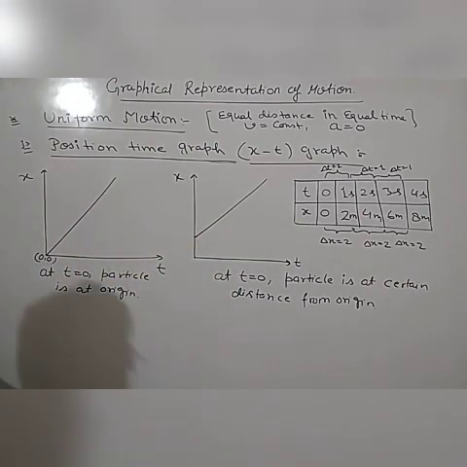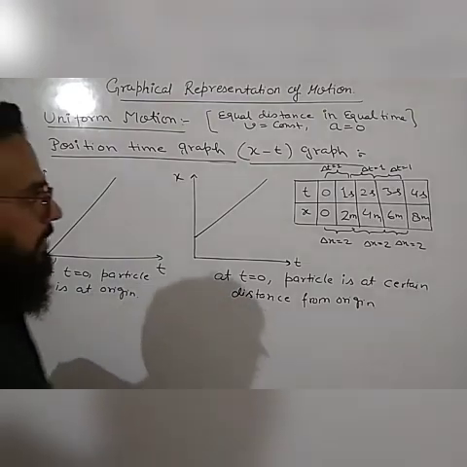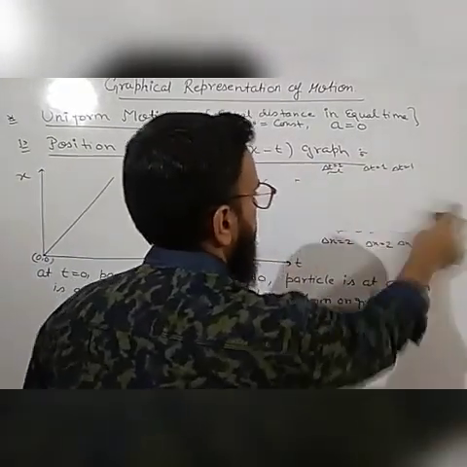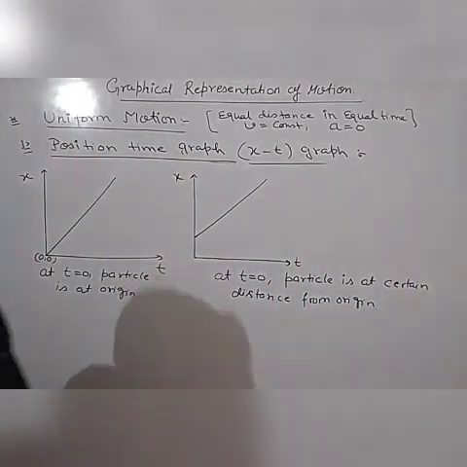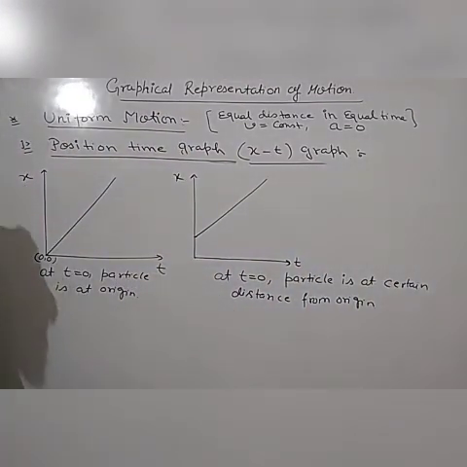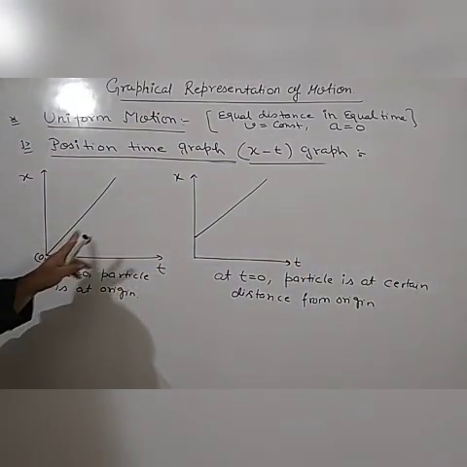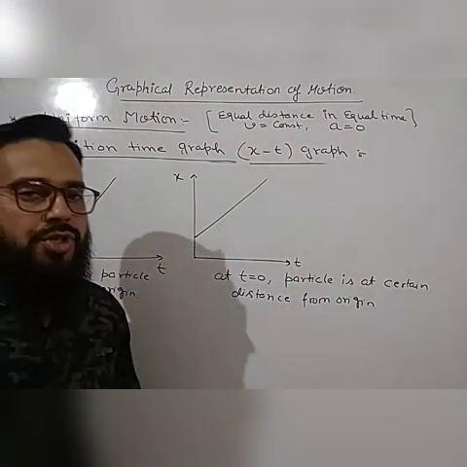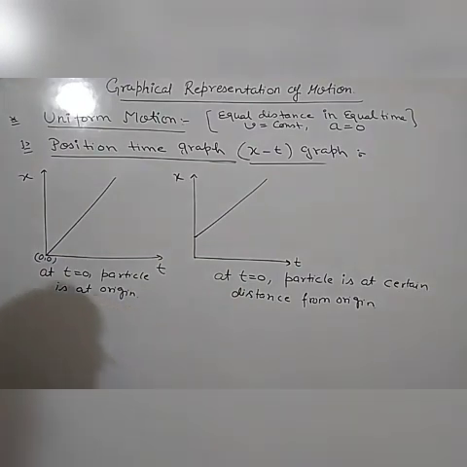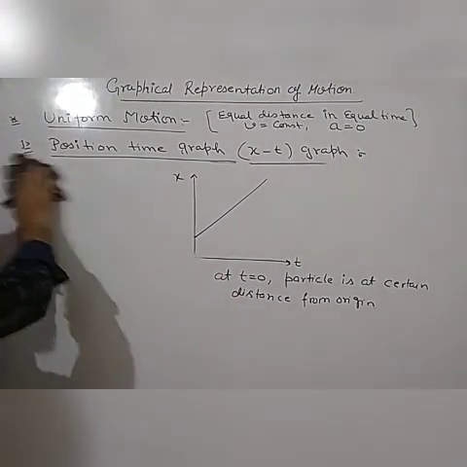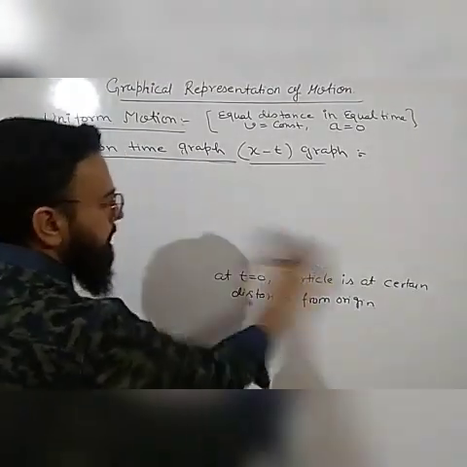Okay, now coming to the second point, what can we obtain from position time graph, or what does the position time graph of a uniform motion tell us? So let us come to that point. Now I am taking only one graph so that you will be able to understand it easily.